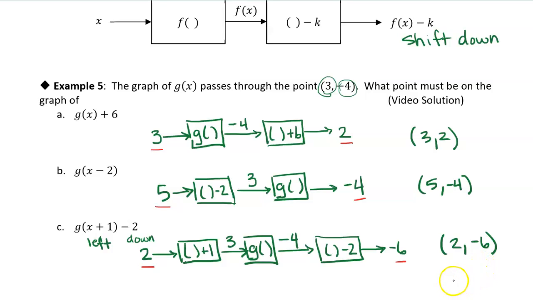All right, so there you go. Now you might not have to draw these little diagrams every time you do one of these problems, but I want to make sure you understand why you're getting the shifts that you are.